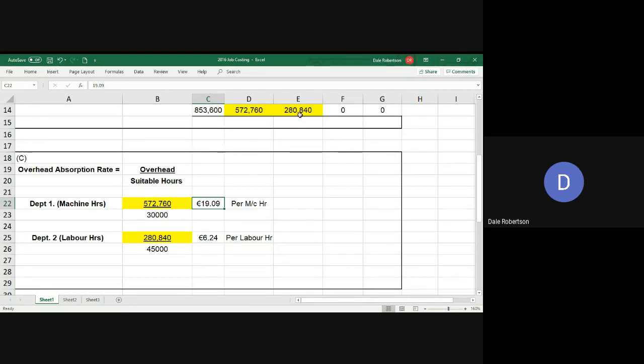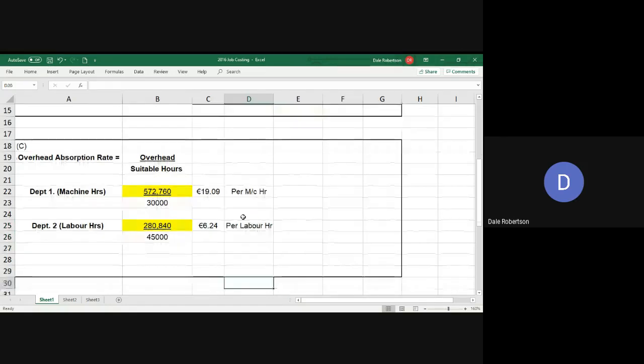And then you take department 2, and that's 280,840, and we're going to divide that by labor hours, because if you look at your labor hours from the question, machine hours are 20,000, labor hours are 45,000. So labor hours are the dominant activity in department 2. So you divide this in and you get €6.24 per labor hour. It is important that we label both of those so that we know going forward. That's part C completed. And then we go on to part D of the question.